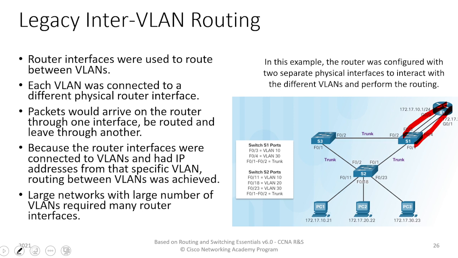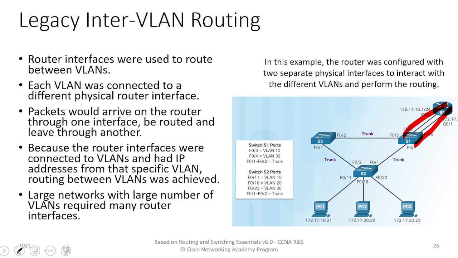So the IP addresses will be configured according to the specific VLAN network. That would be fine. But the problem is when we have a large number of VLANs, say if we have 10 VLANs, now we need 10 ports on the router and 10 interfaces on the router to connect these 10 physical connections.